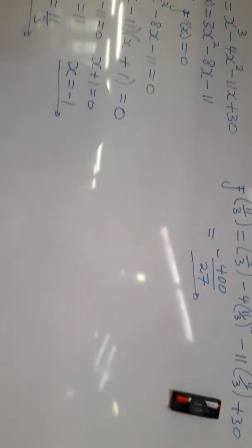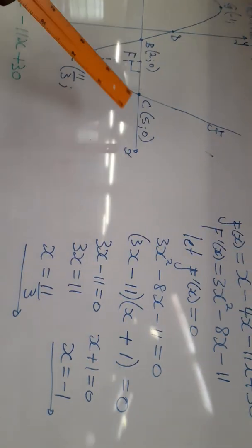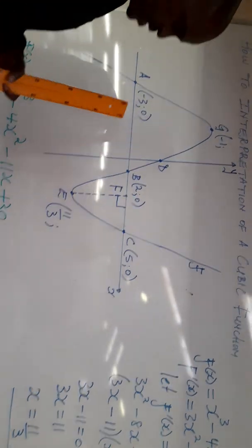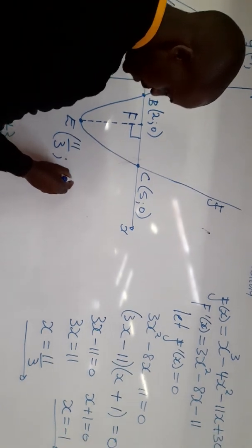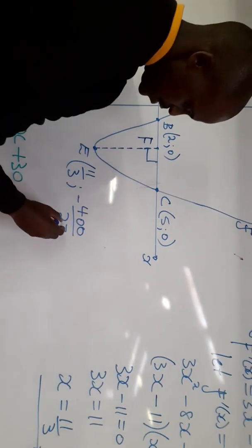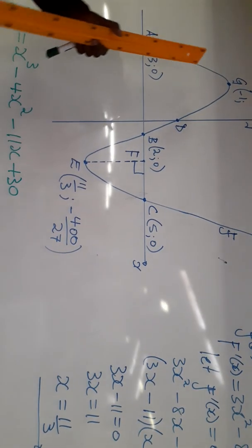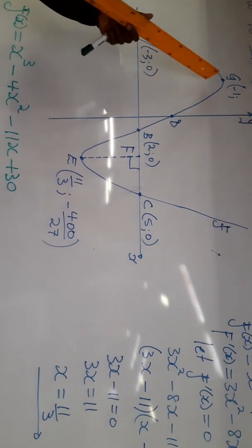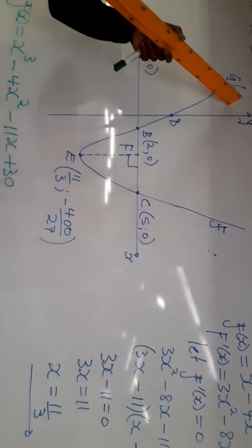So which means our y value is negative since it's in the fourth quadrant. That will be negative 400 over 27. We are not being asked anything related to that, but then let us find the y value up there.